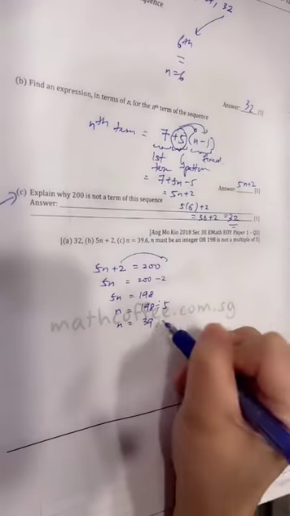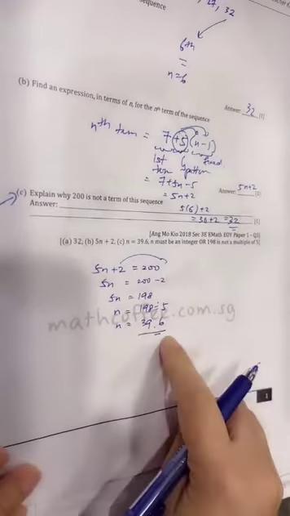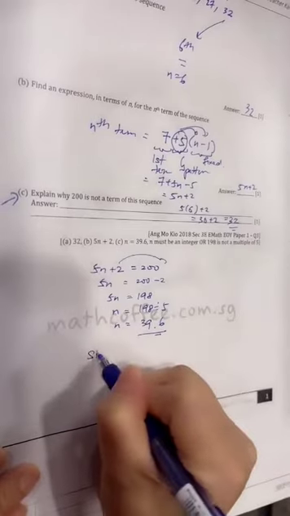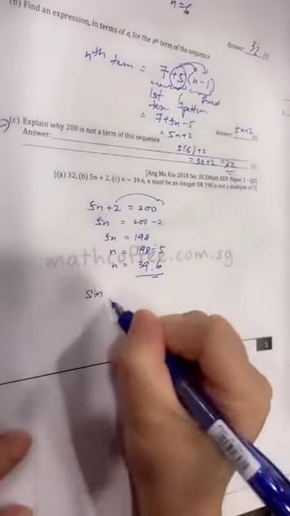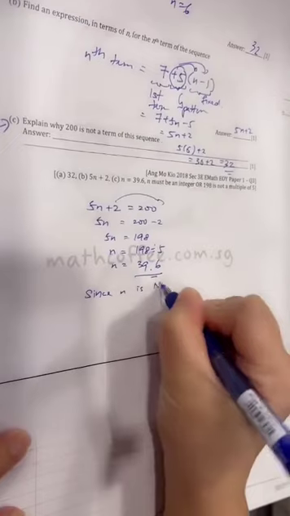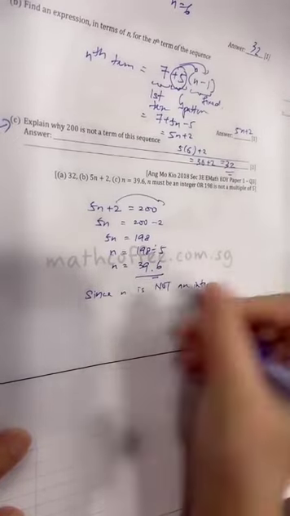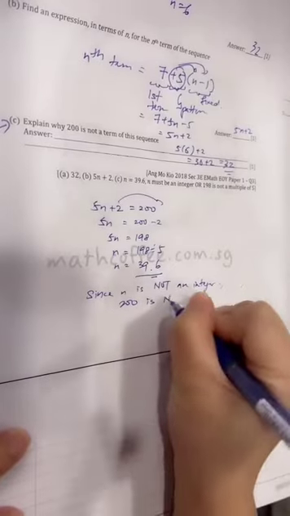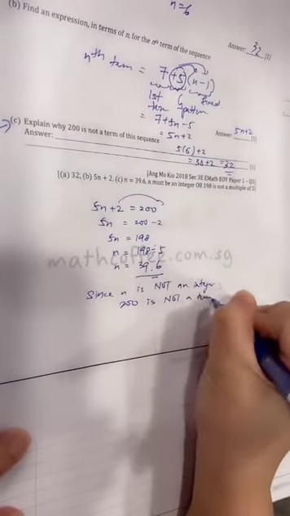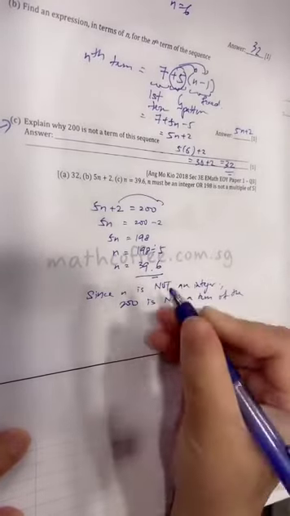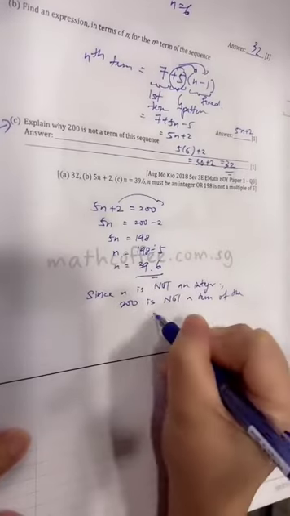Calculator... 39.6. So then you will have to put a statement. Since n is not an integer, 200 is not a term of the sequence. Yes, it is not a term.